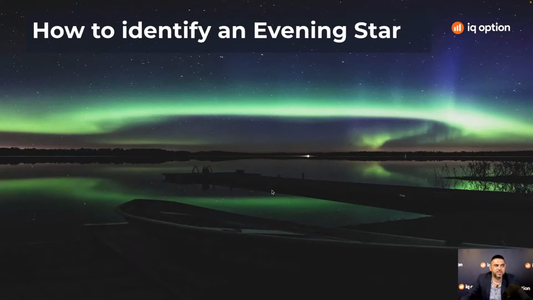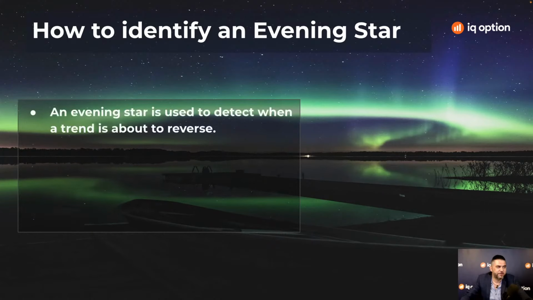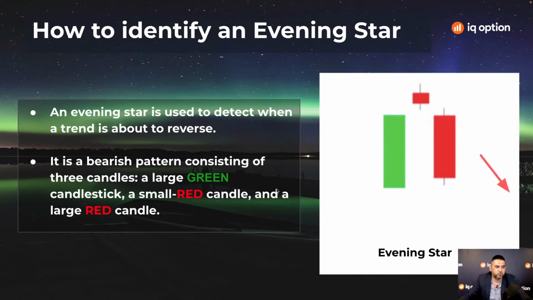Moving along now to the evening star. A very nice candlestick pattern. This is what it looks like for those who want to memorize the picture of it. Always good to follow. And the requirements are there needs to be a green candlestick followed by a small red candle and then a large red candle.